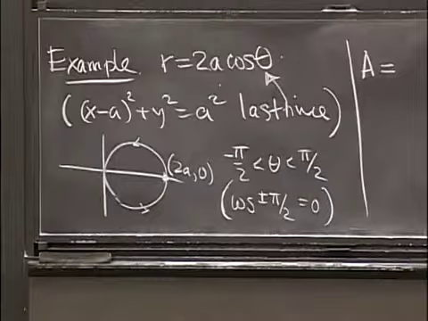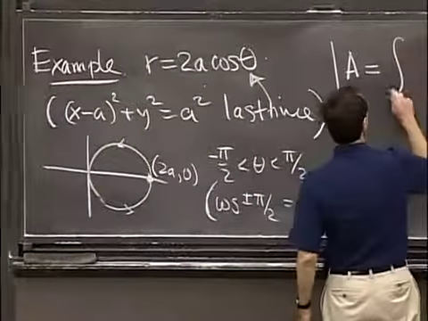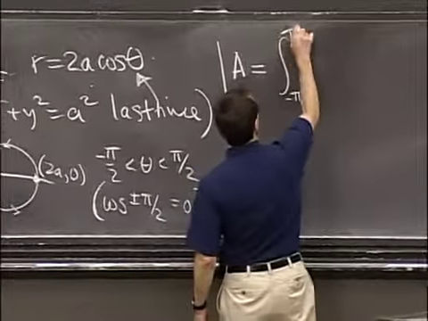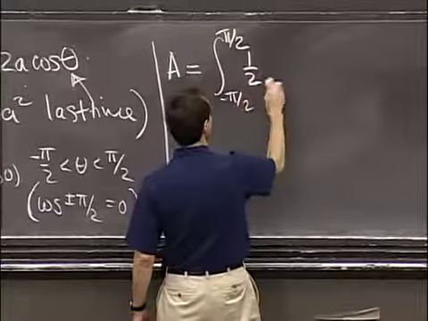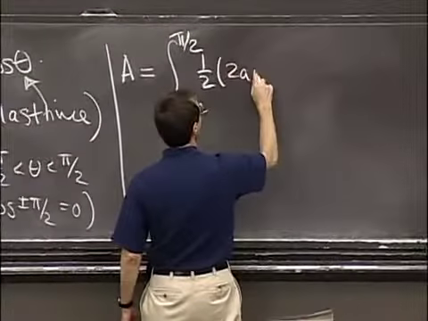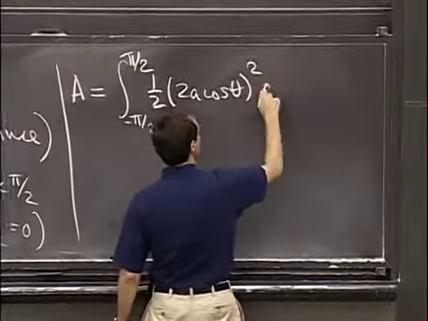All right, so the area is now going to be the integral from minus pi over 2 to pi over 2 of a half times the square of r, that's (2a cosine theta) squared d theta.